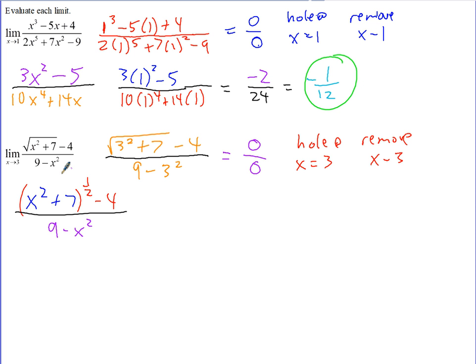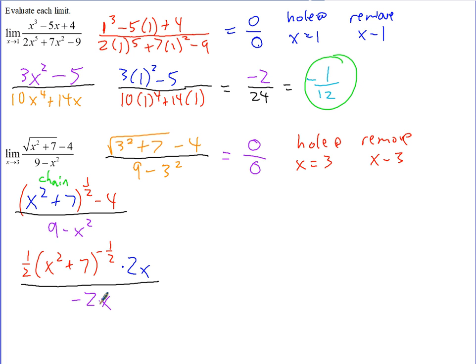So the derivative of the numerator, notice we've got a function inside, so that's going to require the chain rule. So we'd have 1/2, using the power rule first, x squared plus 7 to the negative 1/2, and derivative of negative 4 is 0, so that's it on the numerator. And then times the derivative of the inside, derivative of x squared is 2x. All divided by, derivative of 9 is 0, derivative of negative x squared is negative 2x, using the power rule.